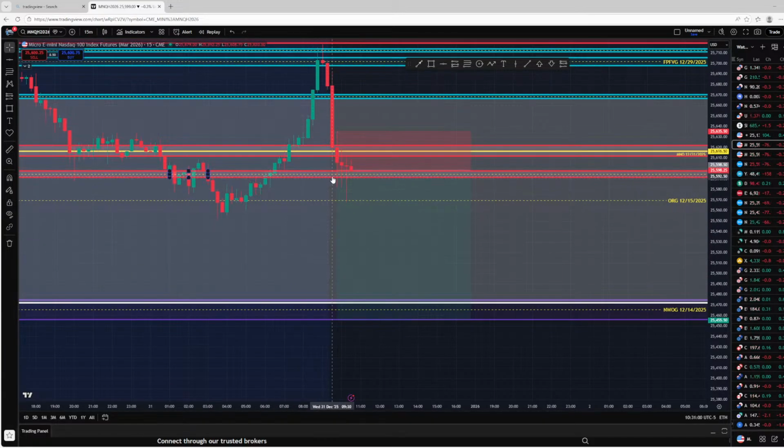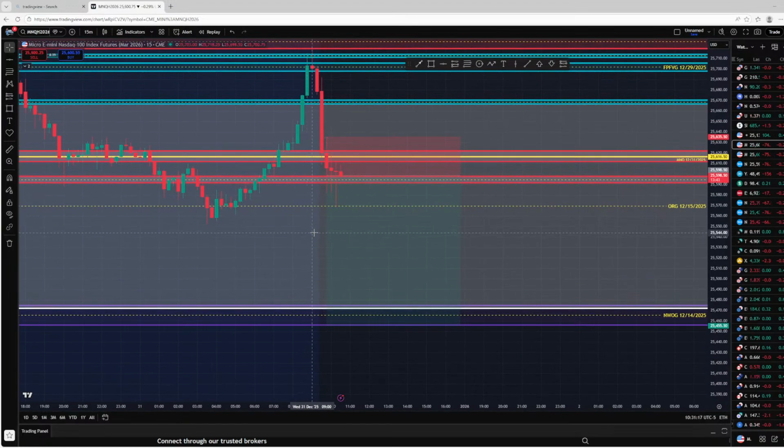There are some things I still don't like. We hit the midpoint of this opening range gap. We wicked off, but we didn't really wick off and just start running away from it, so I do like that part. But I would have loved to have seen us start to already come back down some more on the lower time frames.